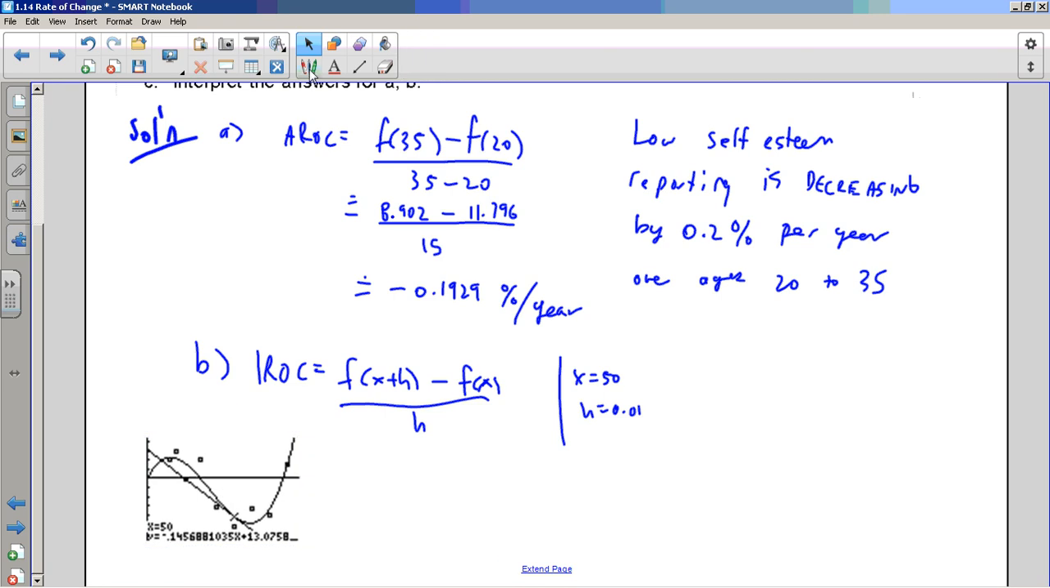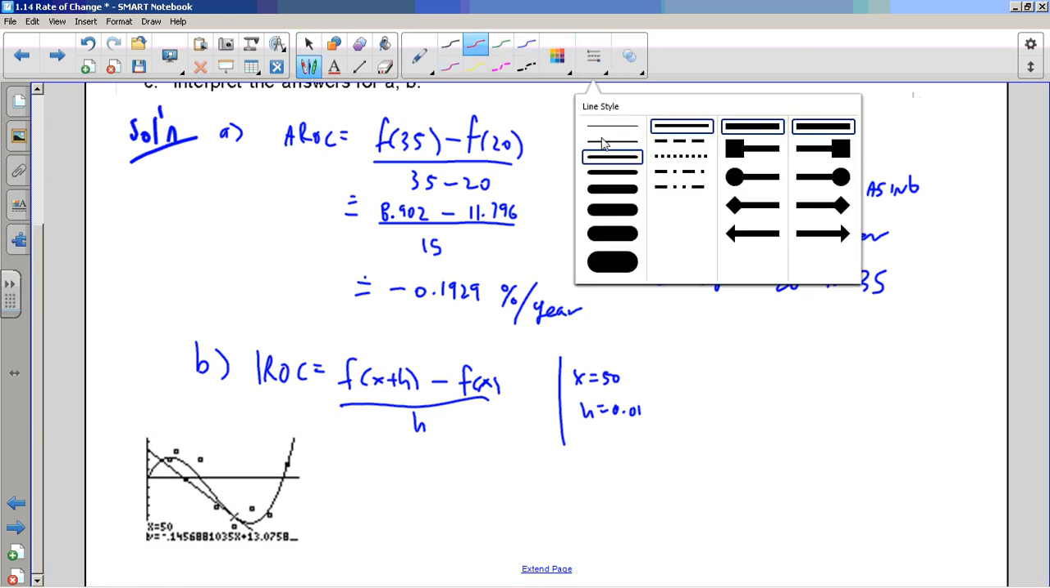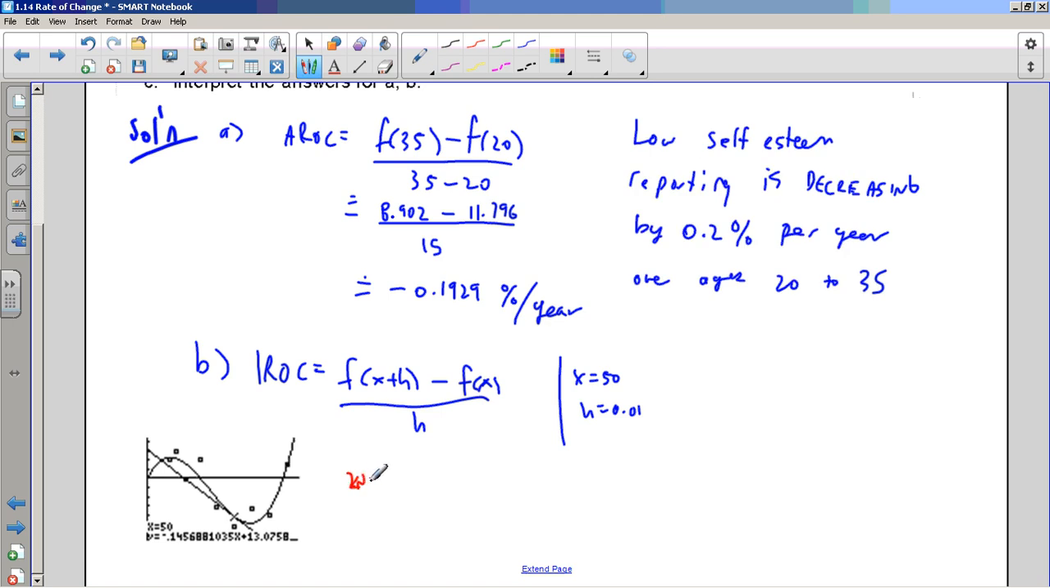So what did I actually do there? I went second, program. So I hit the second button, and PRGM, which is actually the draw menu. And then I selected 5, which was tangent, hit 50, and then enter, and it drew this tangent for me.